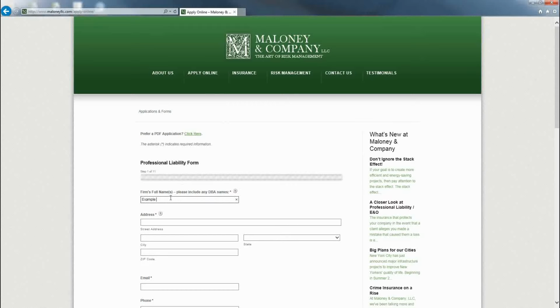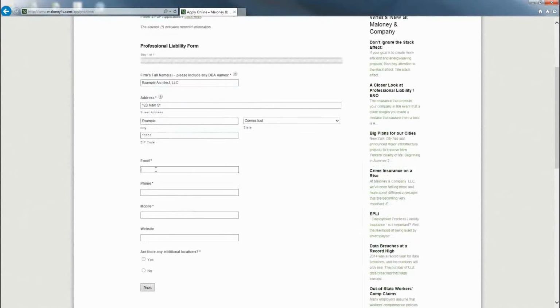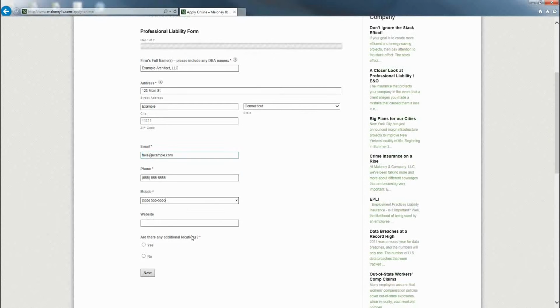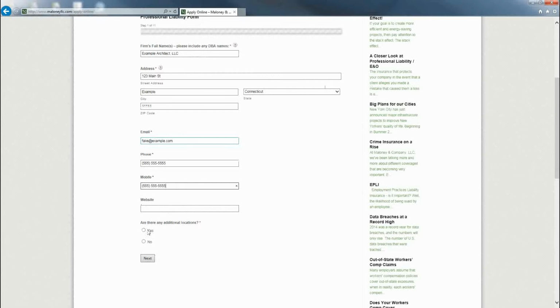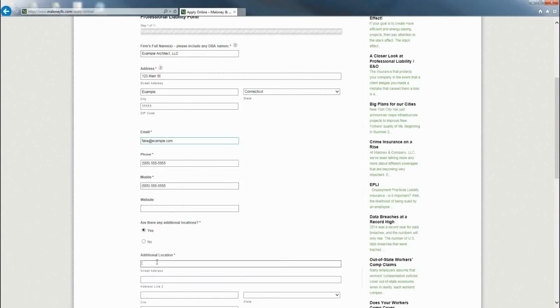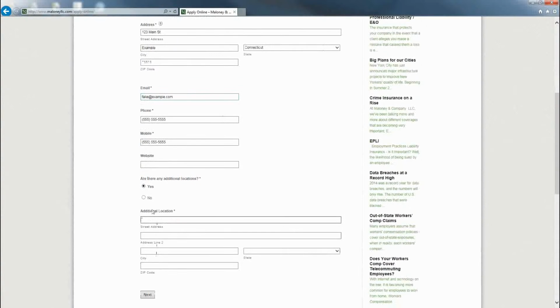Step 1. Please provide your firm's full legal name and be sure to include any formal suffixes like Inc., LLC, PC, or DBA. Enter additional contact information below. You'll notice throughout the application some questions will have an asterisk next to them. These are required to be completed in order to proceed to the next question. Does your firm have any additional locations? If so, list here.